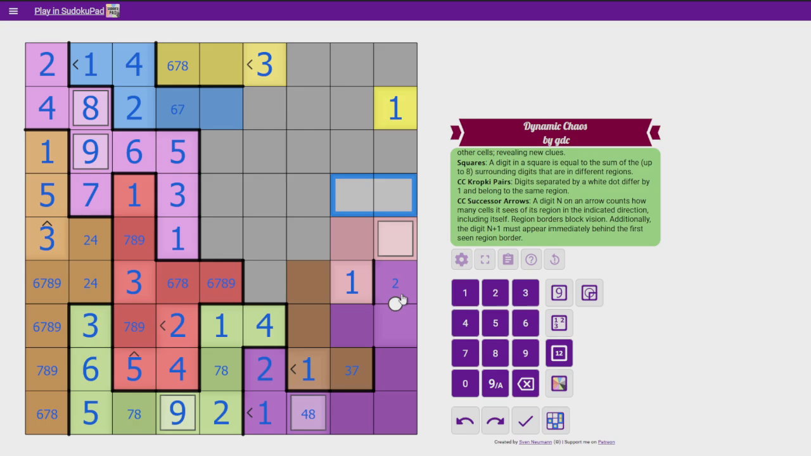That's annoying. Okay, let me go back. We were here. Yeah, this is where we got to. These are consecutive. These are consecutive.